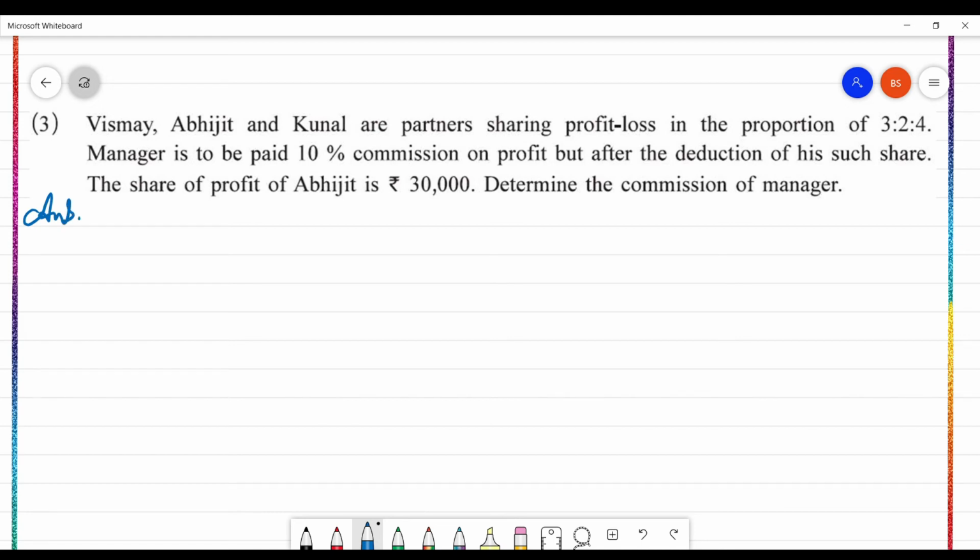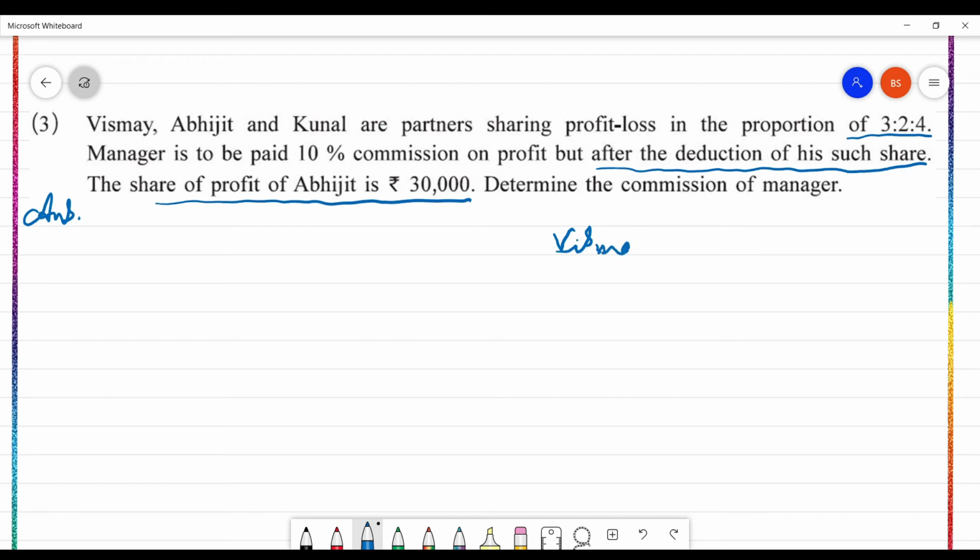Students, let's start the third sum. Vismay, Abhijit and Kunal are partners sharing profit and loss in the proportion of 3:2:4. Manager is to be paid 10% commission on profit, but after the deduction of his share. The share of profit of Abhijit is 30,000.